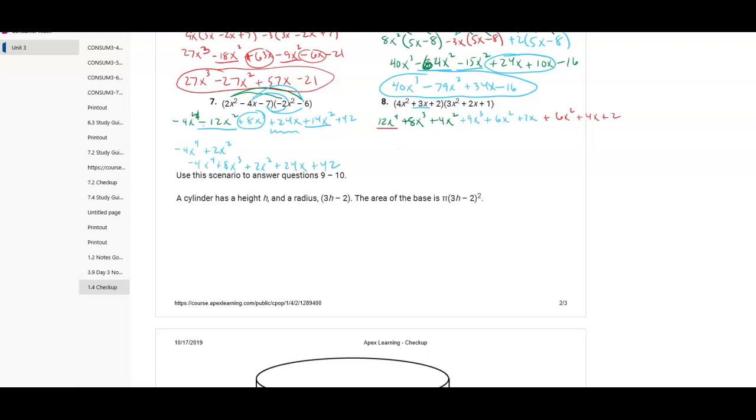Now combine like terms. 12x to the fourth. Now I'm going to look at my x to the thirds. So I have 8x to the third, 9x to the third. So that gives me plus 17x to the third. 4x squared plus 6x squared is 10x squared. Plus 6x squared is plus 16x squared. Then 3x plus 4x will give you plus 7x, and then plus 2. Remember, we want this written in standard form with the highest exponent to the lowest exponent.